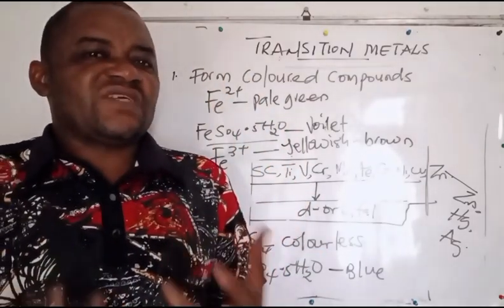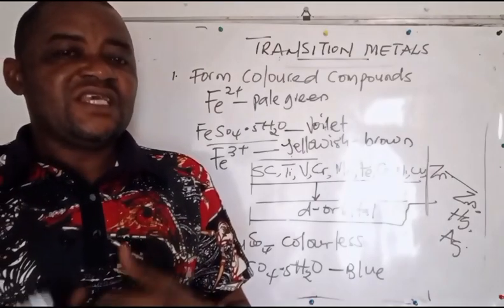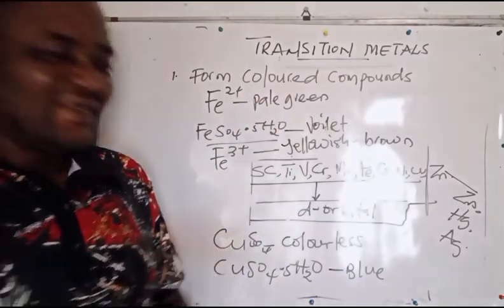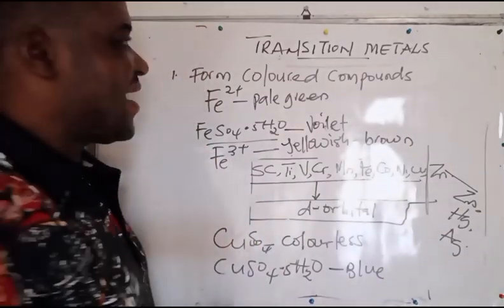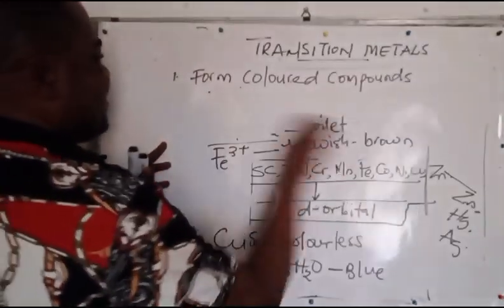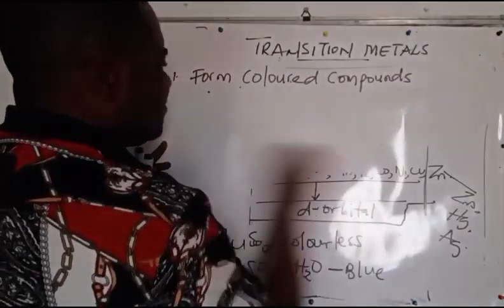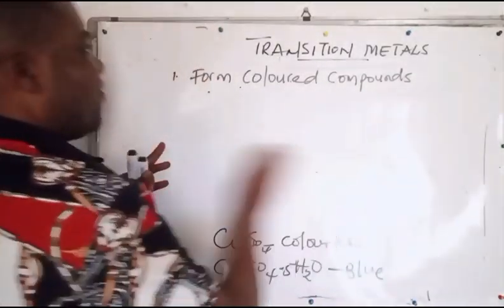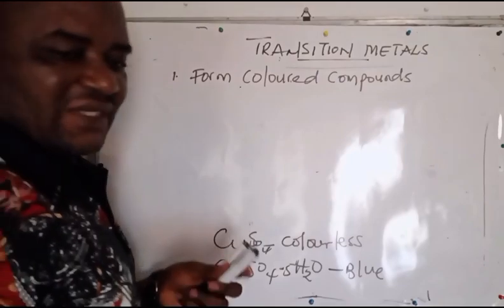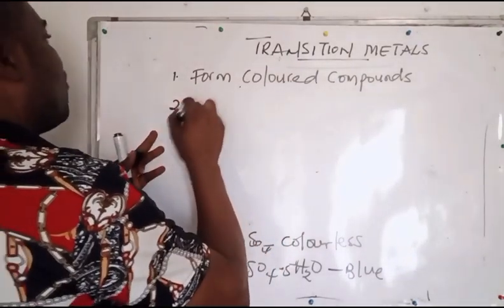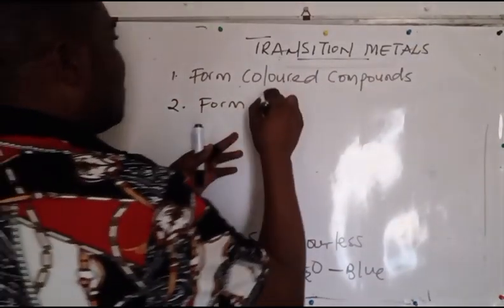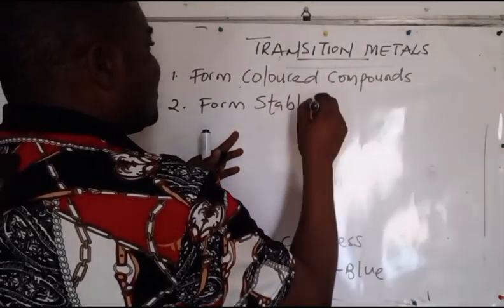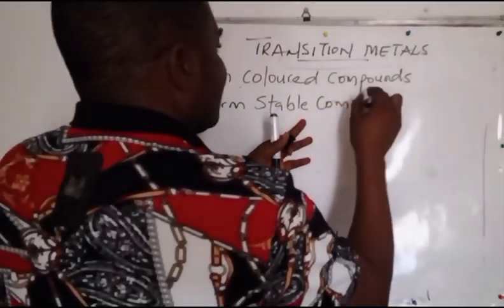That is the beauty of transition metals. That's what makes them very important. So they form colored compounds. That is one. Now, what is the next general property of transition metals? Do you know that transition metals form stable complexes? They form stable complexes.